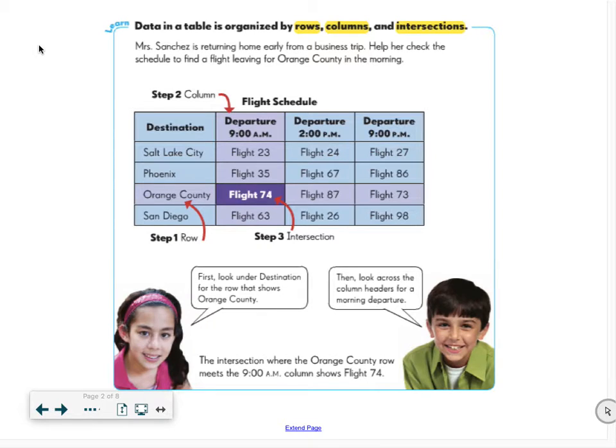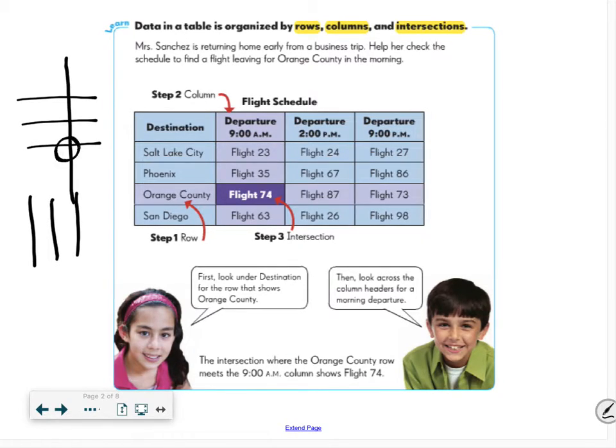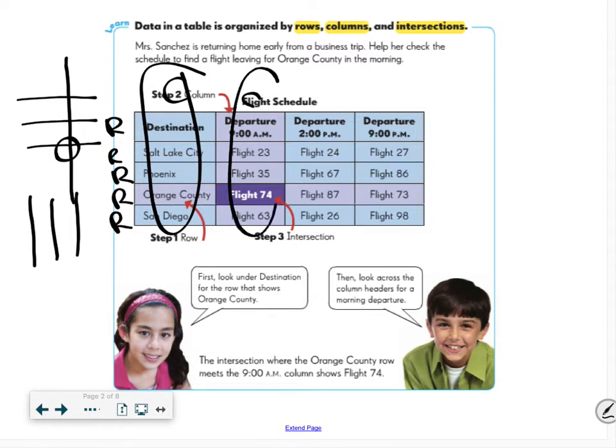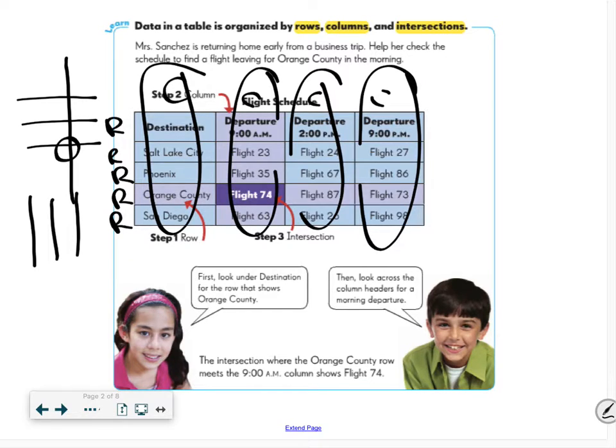So just by looking at this, I want you to look and see where do you think the rows are. Remember, rows go this way, columns go up and down, and intersections would be where they connect. So this would be row, row, row, row, row, and this is a column, column, column, column, and the intersection is where they cross, which would be right there, okay? So those are the three vocab words you need to know.